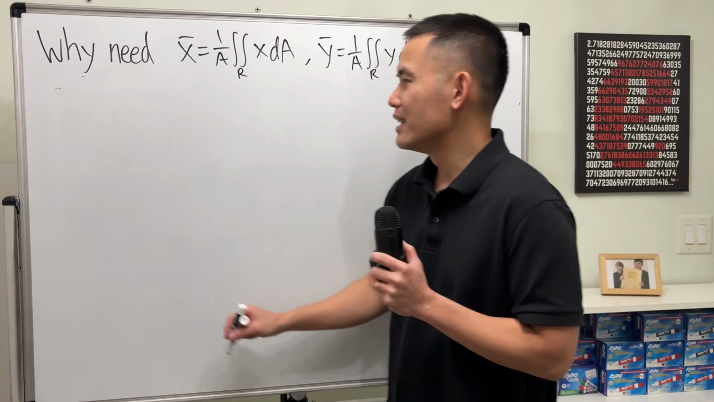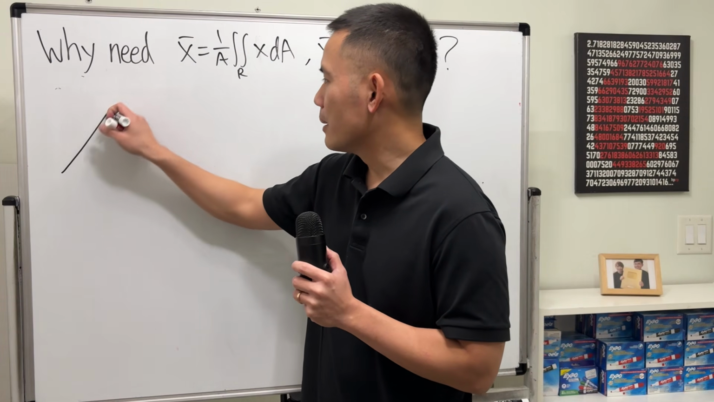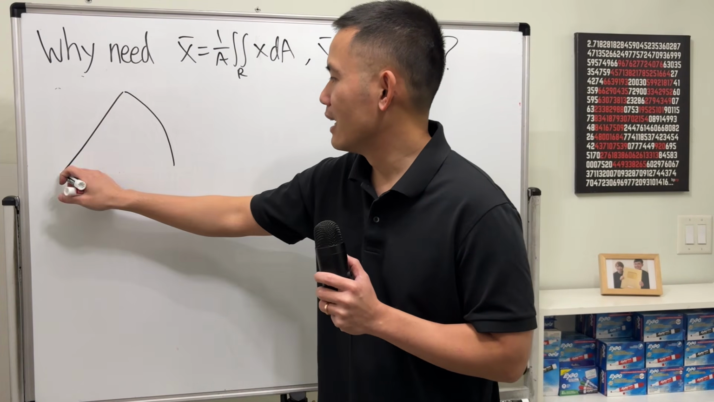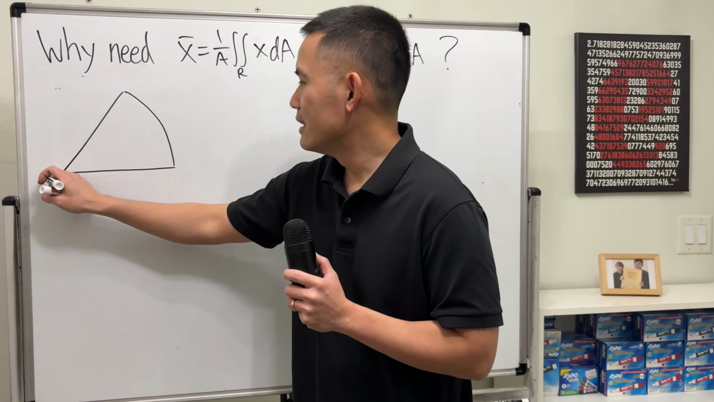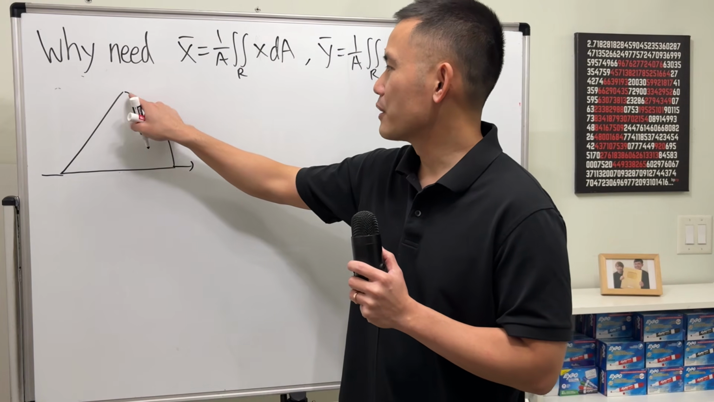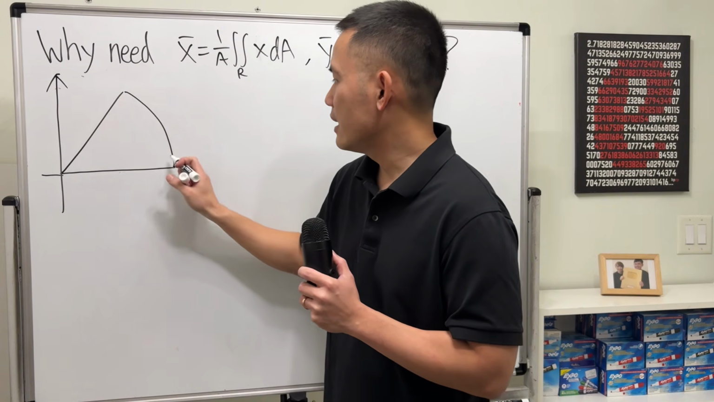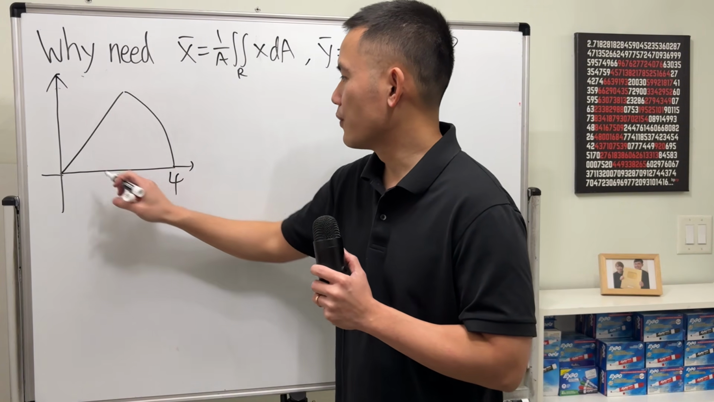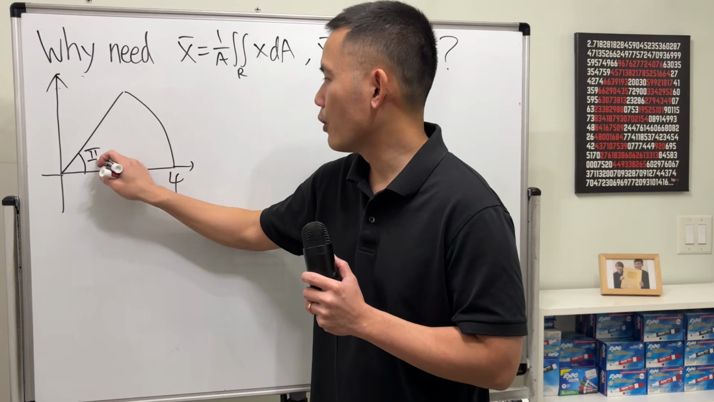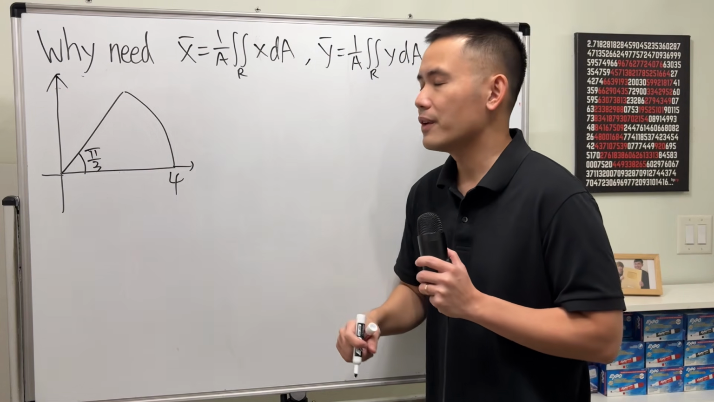Check this out. I'm going to give you a pizza like this. And this is meant to be a perfect circular arc. So this is a sector. And let's say from here to here is 4. And this angle is pi over 3. Okay, how do we find the centroid of this region?